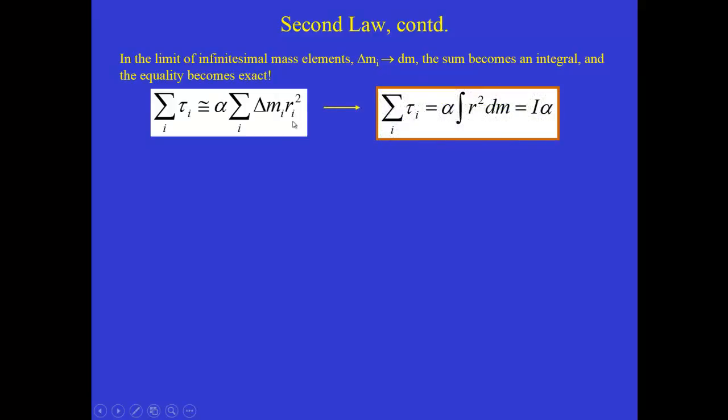In the limit where delta m becomes very, very small, this summation turns into an integral of r squared dm, and that's nothing more than the moment of inertia. So look at this equation. This is actually Newton's second law for rotational motion about a fixed axis, because it tells us that on the left-hand side the net torque is equal, not to mass times acceleration, but to the corresponding quantities for angular motion: the moment of inertia times the angular acceleration.